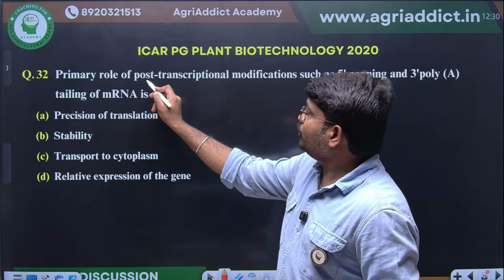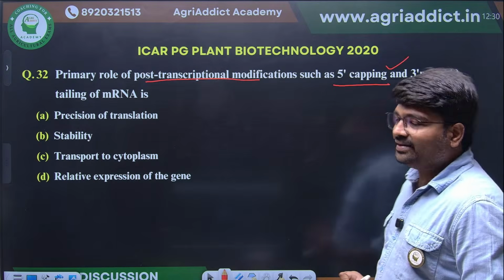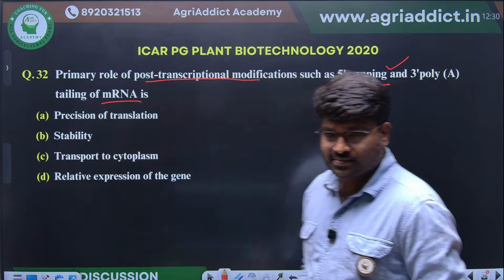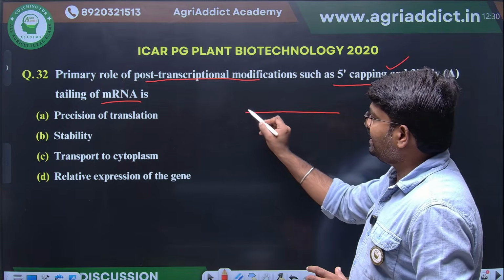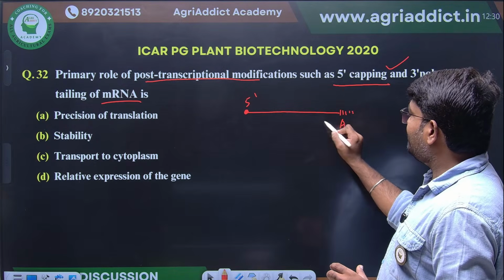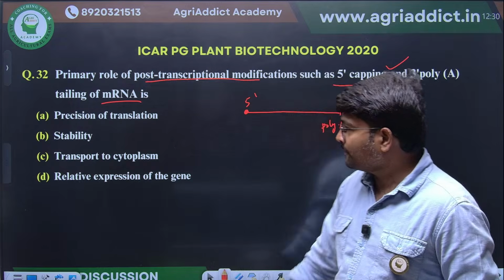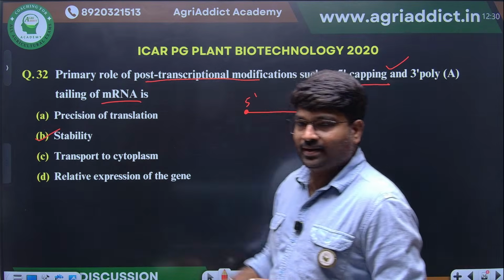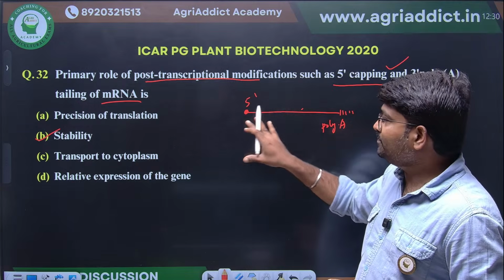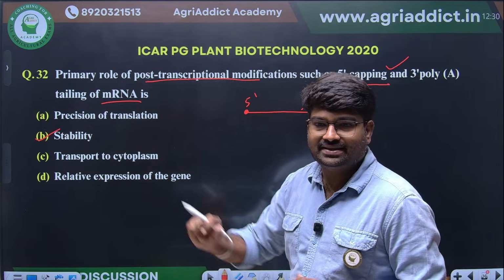What is the primary role of post-transcriptional modifications such as 5' capping and 3' poly A tailing of mRNA? What's the purpose? If you see the mRNA, there will be a 5' cap and a 3' poly A tail. What is the role of this 5' capping? Yes, very good. The first role is stability. To prevent mRNA degradation by RNase enzyme, the 5' cap and poly A tail will be there. So stability is the right answer.